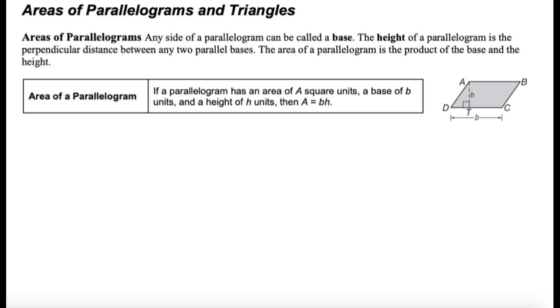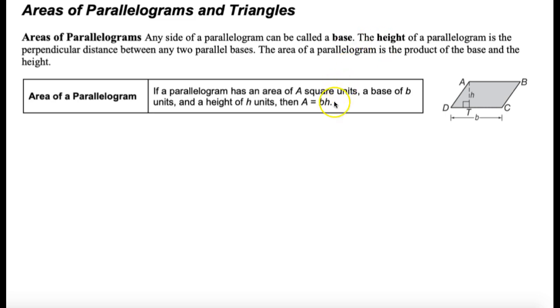This next chapter that we are going to start is all about area. The first section that we're going to look at is just area of a parallelogram. So if you remember, a parallelogram is a four-sided figure whose opposite sides are parallel. And then we also know the opposite sides are congruent and opposite angles are congruent.